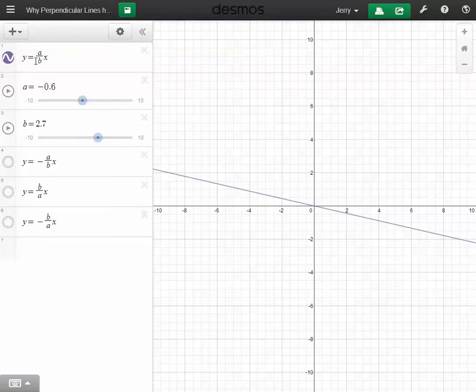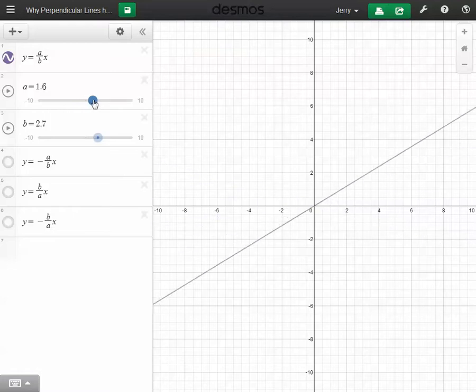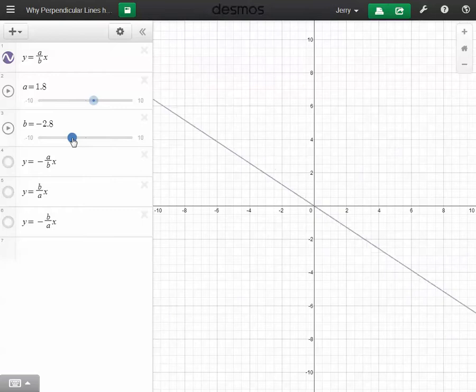So first I've just graphed the line right here, y equals a over b x. That just makes a straight line that goes through the origin, because the y-intercept is 0, and has a slope of a over b. So I can adjust a and b, and whatever a over b is, that is the slope of this line.